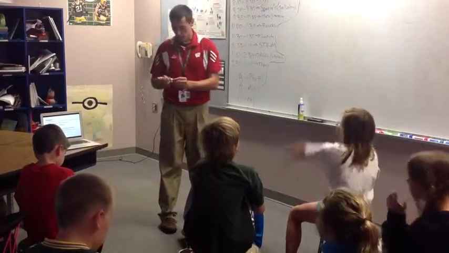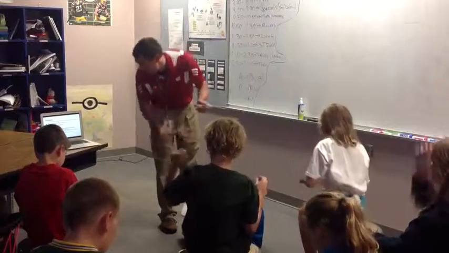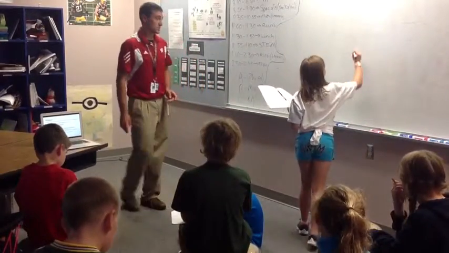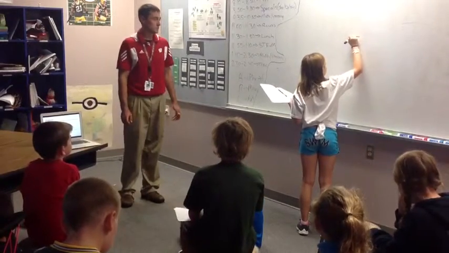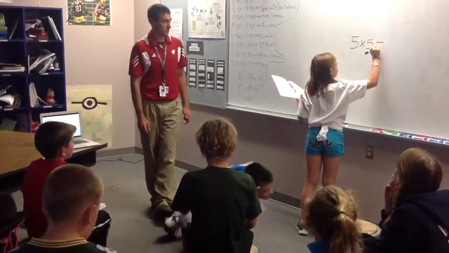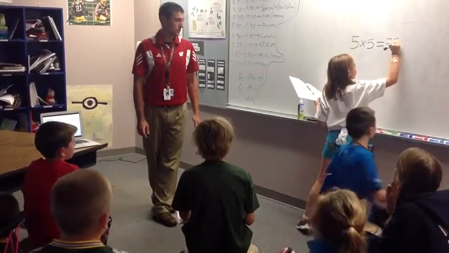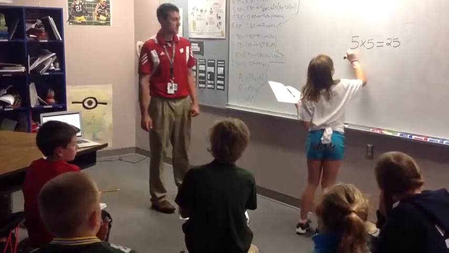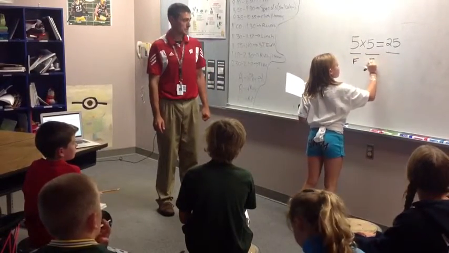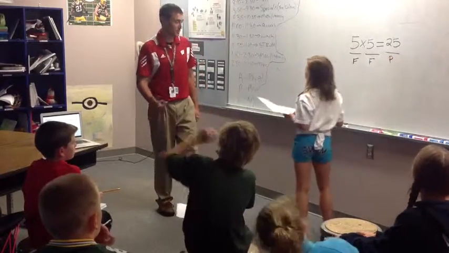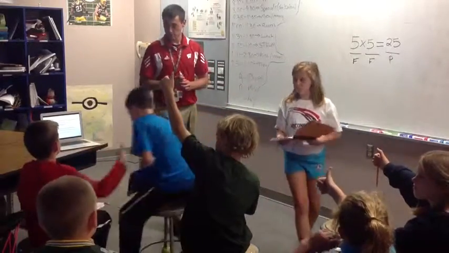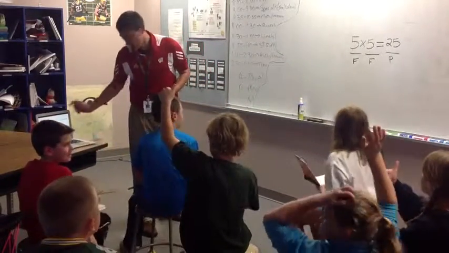All right, so who would like to come up and write the first one down? Come on up. So each bottle cap costs $5. How much would 5 bottle caps cost? So a number sentence. And write down the F's and P's. If you agree, thumb up. If you disagree, thumb down. If you're not sure, thumb in the middle. All right, looking good. Second one, who would like to do that one?